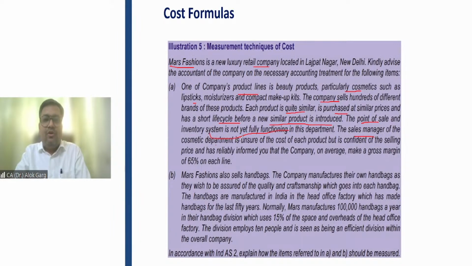The sales manager of the cosmetic department is not sure of the cost of each product, but is confident of the selling price. He doesn't know the cost of each small item, but he is confident of the selling price because this is what he has to sell, right? And has reliably informed you that the company on average makes a gross margin of 65% on each line. So he knows the sale price, he knows the margin, but he is not sure about the cost of each item because there is a large number of small items. So which method is suitable in this case for valuation of stock, valuation of inventory? Please tell me.